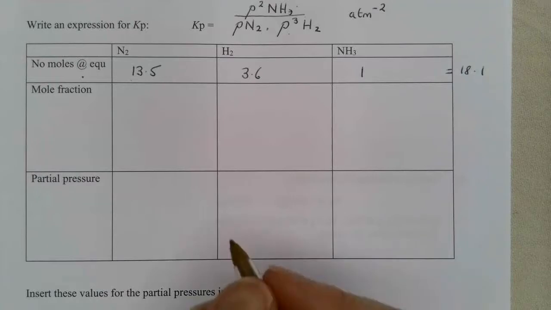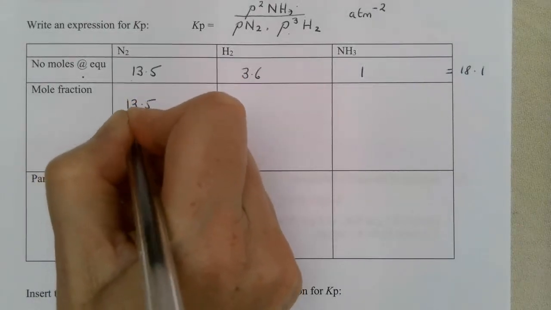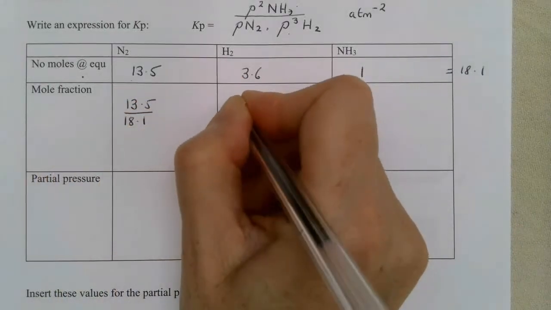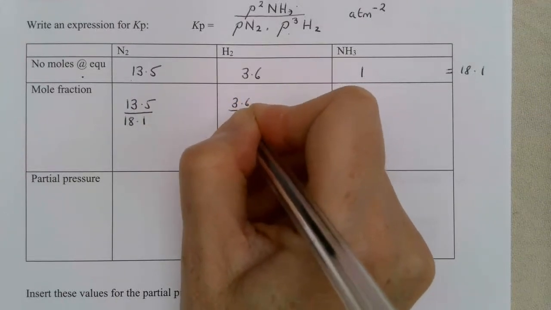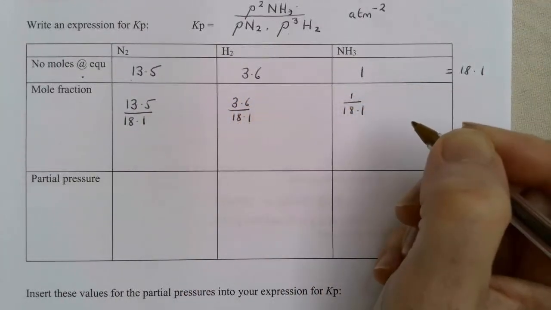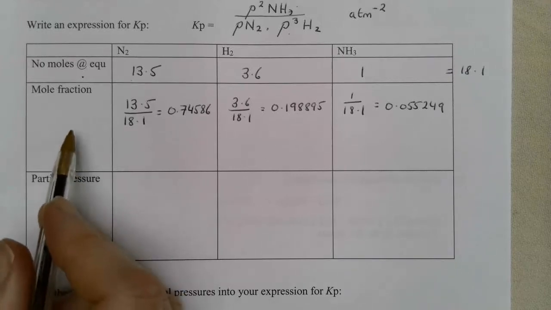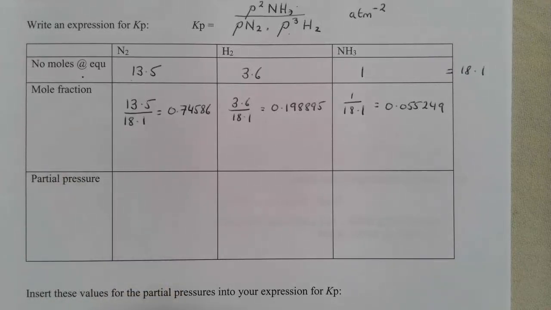So the mole fraction is my fraction, 13.5 divided by 18.1, 3.6, and 1 over 18.1. And I've worked those out. Now, what I need to find out is the partial pressure. So I need to times my mole fraction by my total pressure to find the partial pressure of each component.